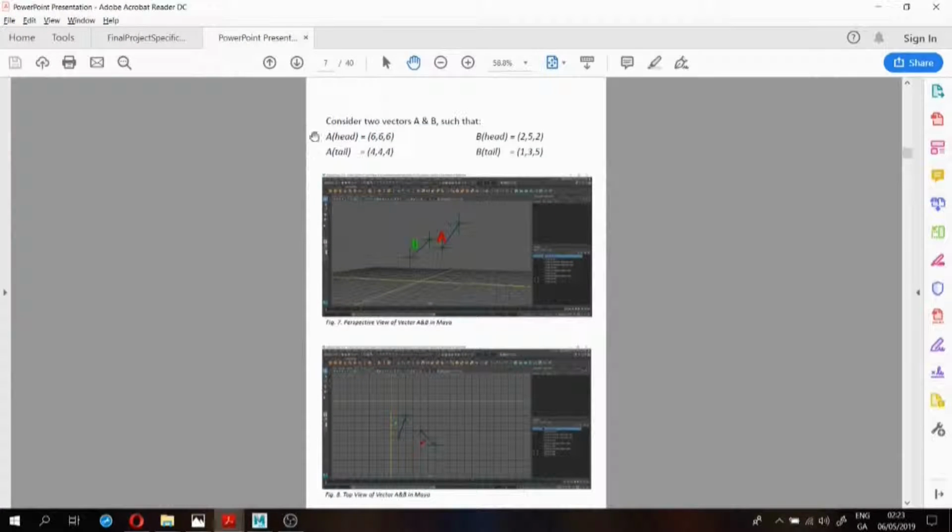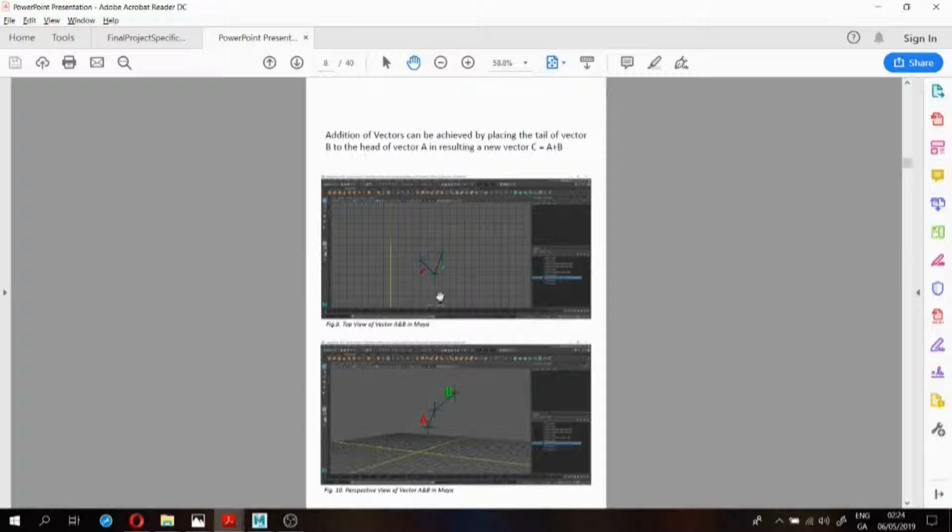The head of A is at the coordinates 6, 6, 6 and the tail is 4, 4, 4, and the B head is 2, 5, 2 and the tail is 1, 3, 5. So this is a perspective and aerial view of the same two vectors in Maya. To get the addition of vectors, we place the tail of vector B at the head of vector A, resulting in a new vector C, where C is equal to A plus B.